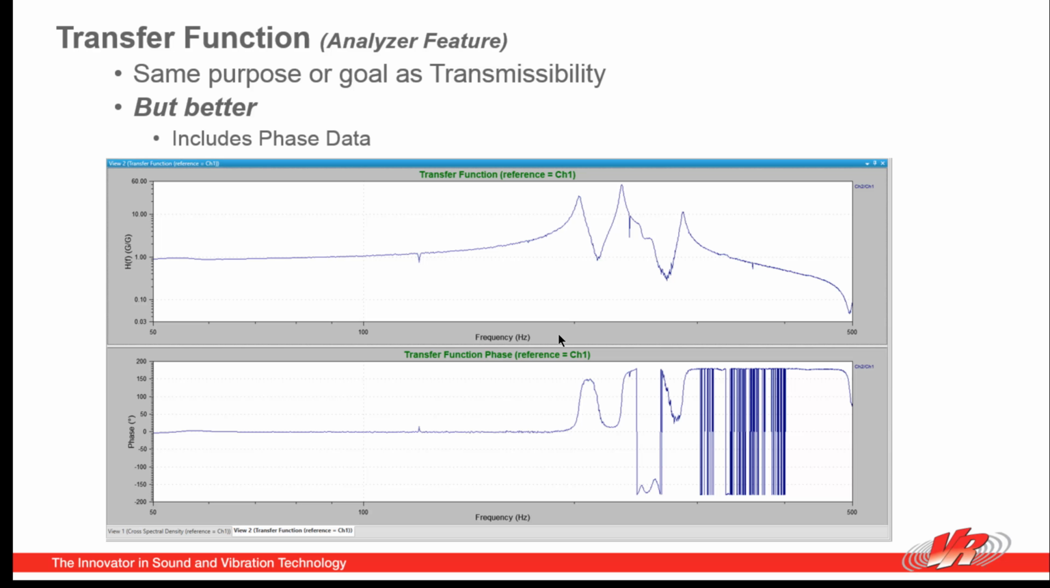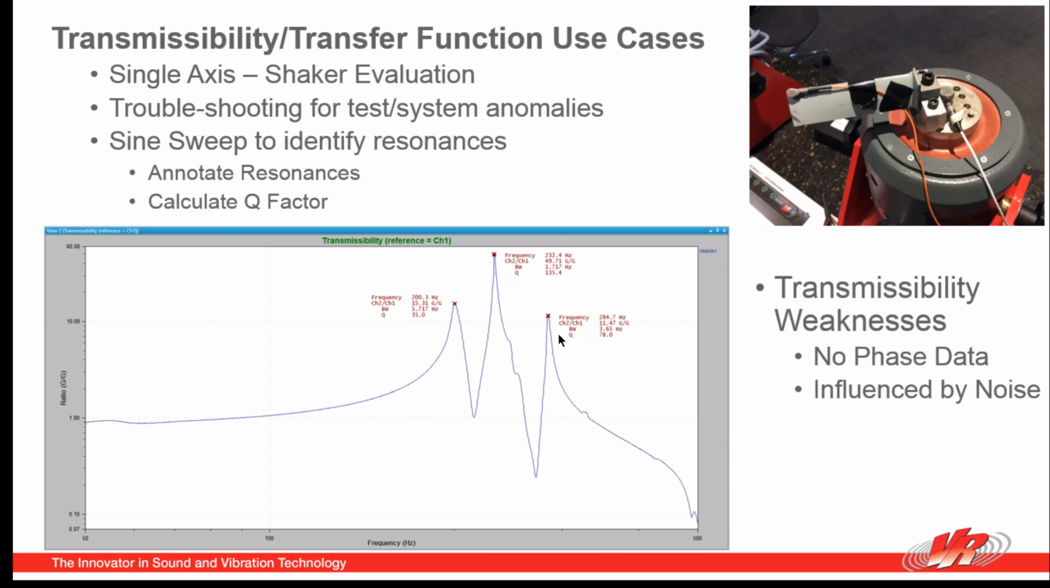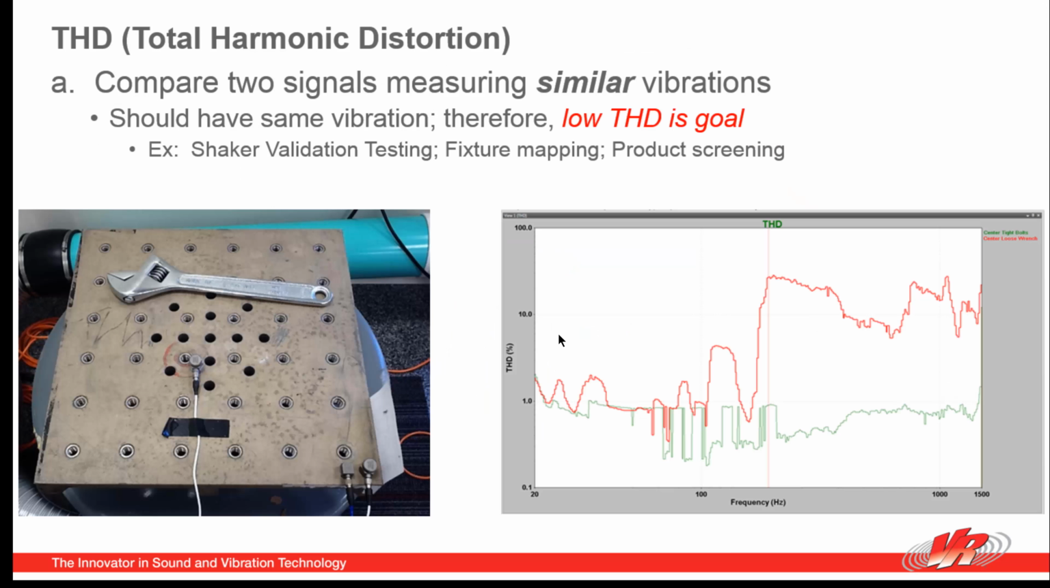So anytime you're doing some single axis testing in which you are trying to evaluate your shaker, or you're trying to troubleshoot for test or system anomalies, or anytime you run a sine sweep to identify resonances, you're going to want to use the transfer function. And it's superior to just using the transmissibility because the transmissibility doesn't have the phase data, and it's more influenced by the noise than the transfer function is. So you'd be wise to have the analyzer feature to have the option to use the transfer function.